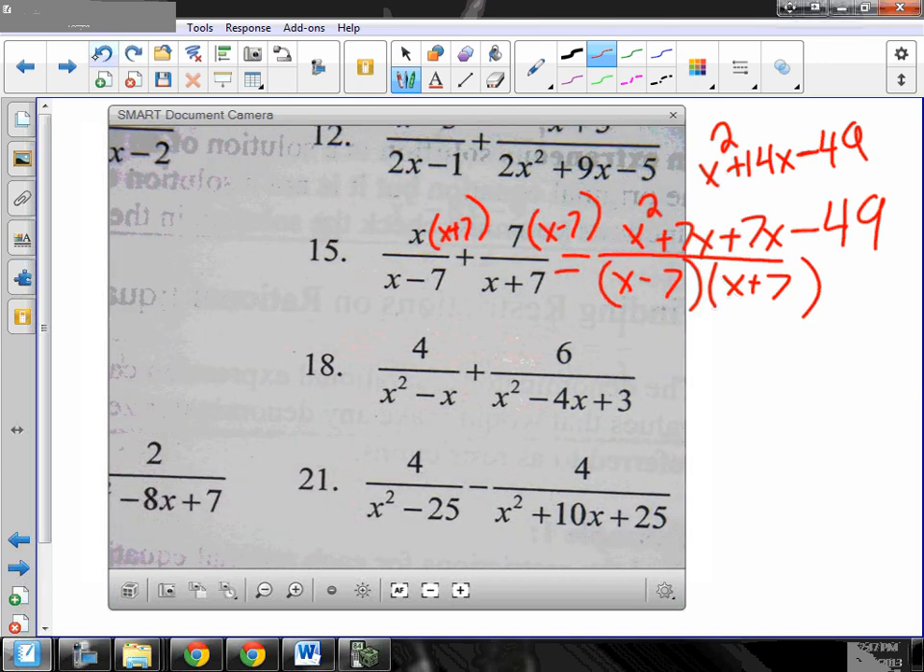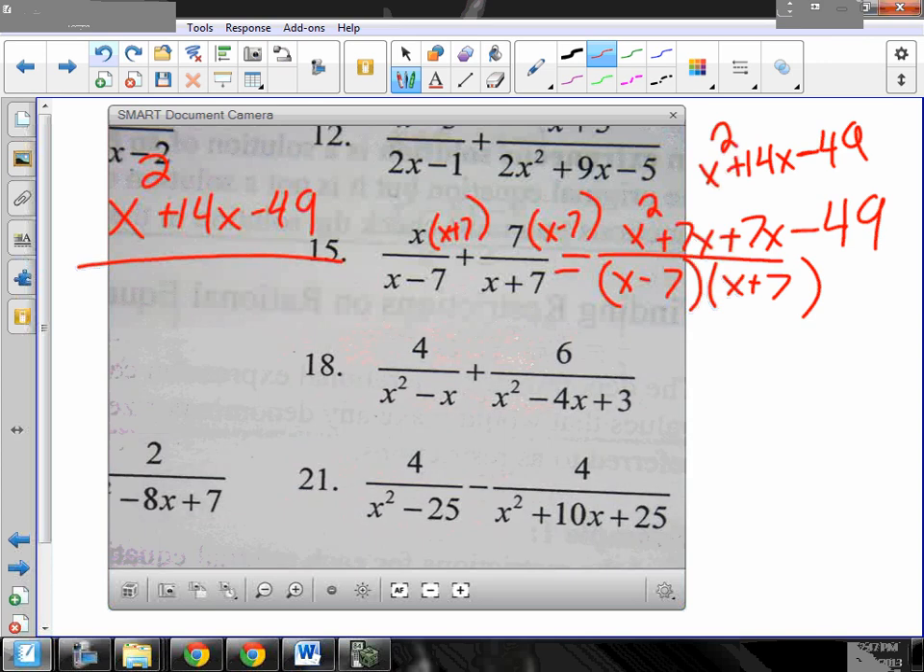So on top I have x squared plus 14x minus 49. On the bottom, what do I have? X squared minus 49. And they may have made a mistake on that one. I bet they meant it to be a plus. Well, they really screwed up if that's what they wanted. Anyway, sometimes the book does have mistakes in it.